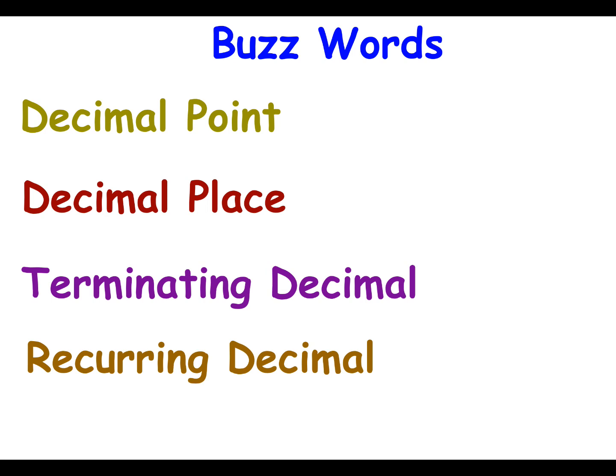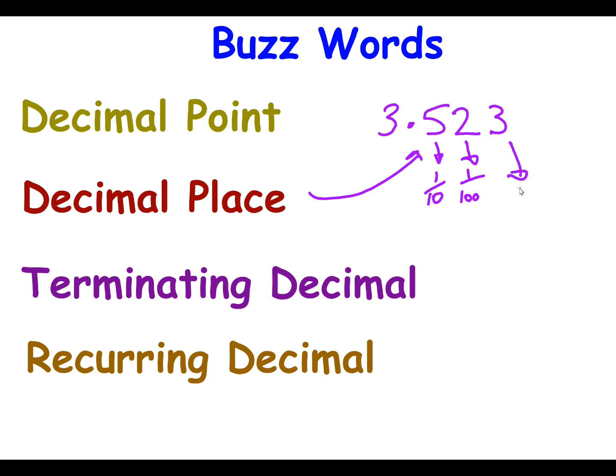Let's have a look at the buzzwords for this lesson. So the first thing we came across is the decimal point. And the decimal point separates whole numbers from parts of numbers. So that's 3 whole numbers, and this is parts of a number. And the decimal place tells us what this part of a number is worth, where the first place value is tenths, the second place value is hundredths, and the third place value is thousandths. So 0.523 would be 523 over 1,000.